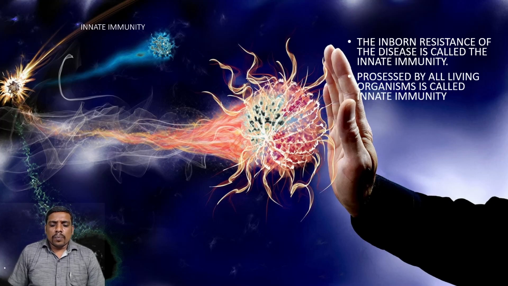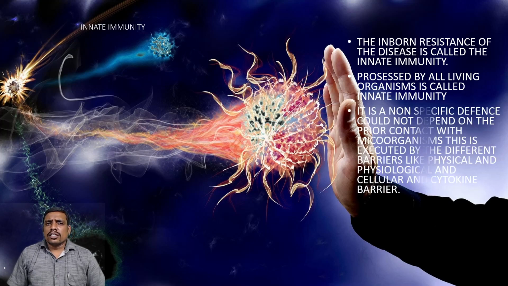The immunity possessed by all living organisms from birth is called innate immunity. So, how does this innate immunity occur in our body? Let us see. It is a non-specific immunity towards pathogens and does not depend upon prior contact with the infected person or microorganisms.